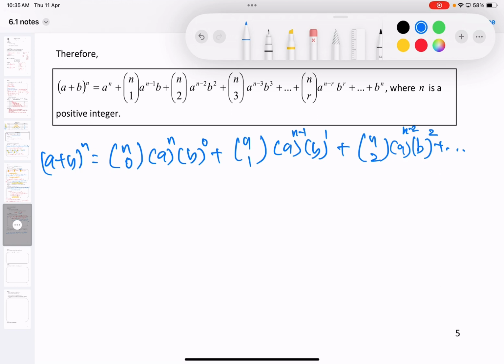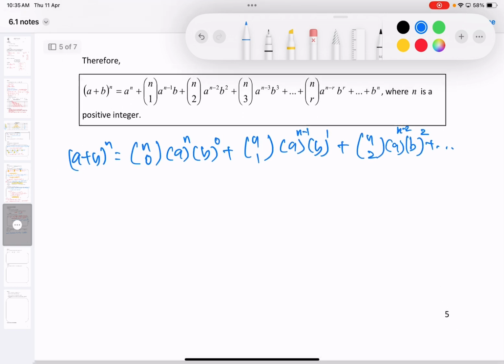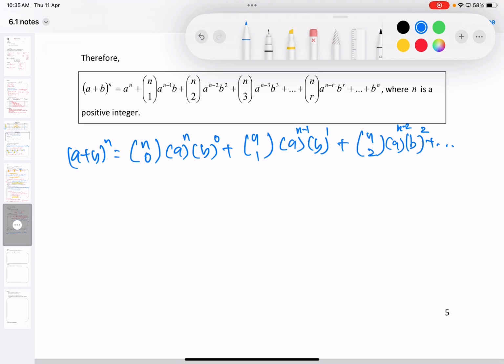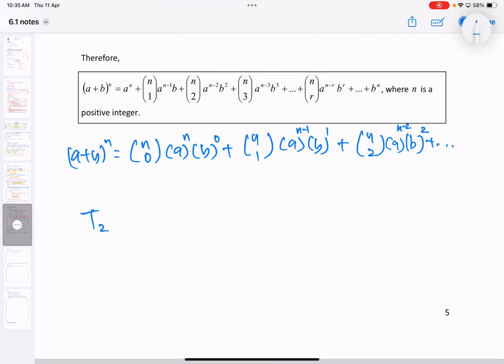So for example, in this case, if I want to find the second term of the sequence, T2, do I actually expand everything out and then say, oh, this is the second term of the sequence, so I'm going to write down n choose 1, a to the n minus 1, b? Do I do that? No. Let us try to find a pattern.